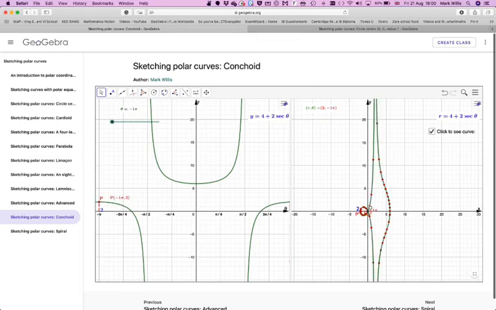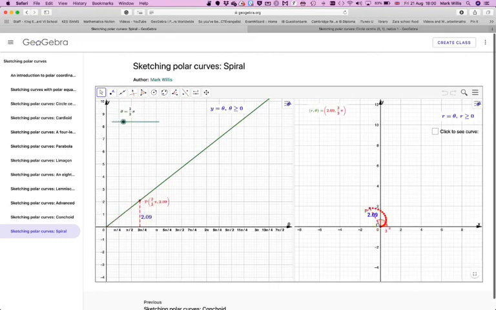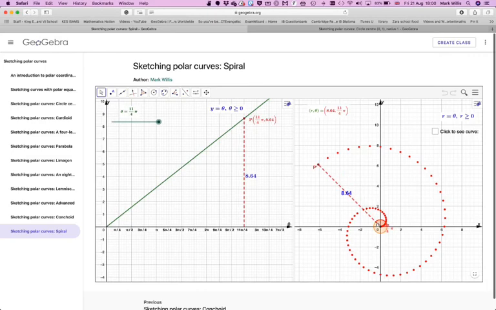The last one here is a spiral. It's very simple: r is equal to θ. This is where r is just going to be positive. If we've got r as negative, it's just going to spiral the other way. So we've got a sort of spiral here. We've got quite a lot of curves here that you could have a look at and see how they're formed from their Cartesian graph.